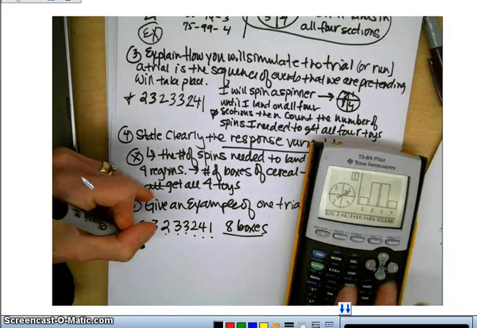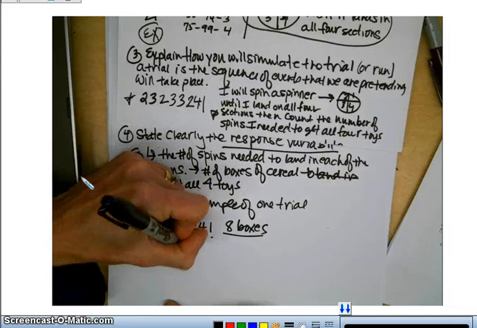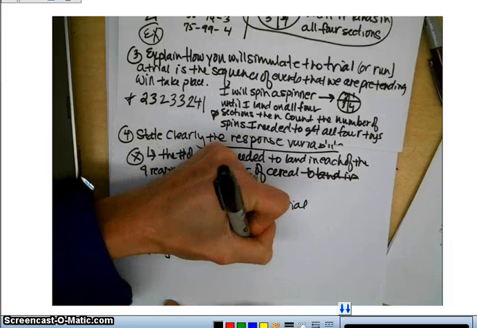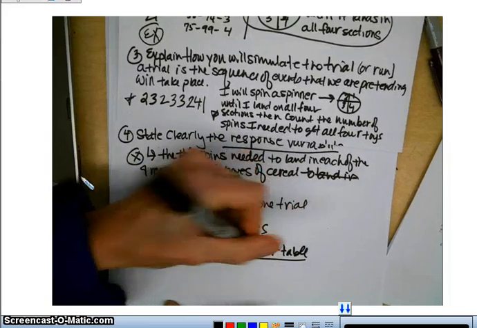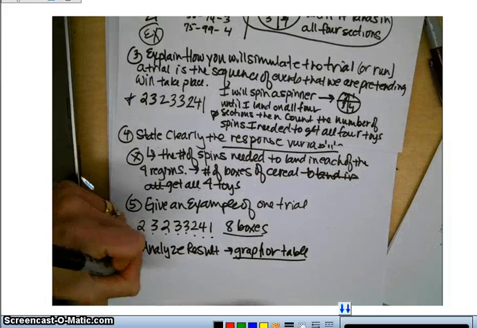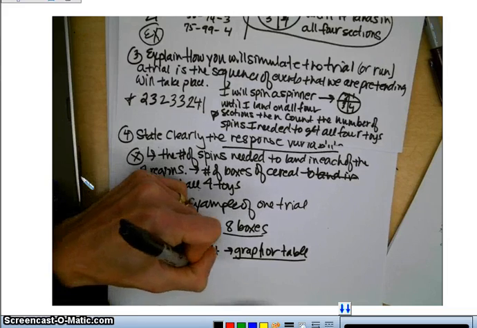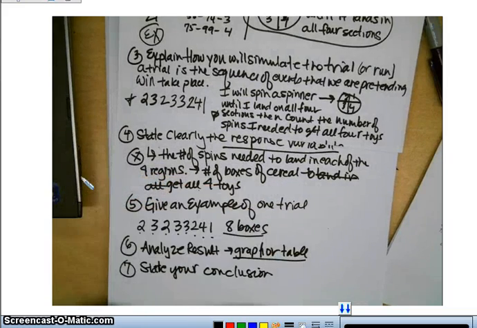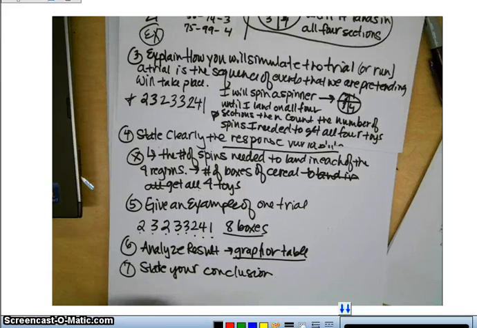Okay, step 6, analyze the results. This is usually done with a graph or table. Graph or table, dot plot type thing. And we'll do that in just a little bit here. And 7, state your conclusion. Alright, on the next video we'll actually finish up this example, do a few more trials to get a probability.